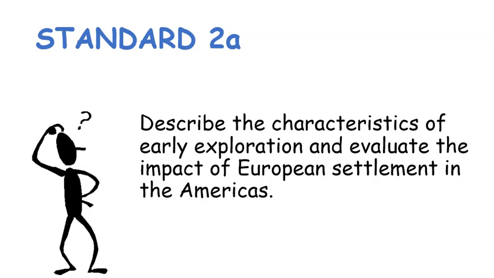Welcome to Virginia U.S. History Standard 2A. This standard attempts to describe the characteristics of early exploration and evaluates the impact of European settlement in the Americas. This description has always struck me as a little broad for what this standard actually covers.